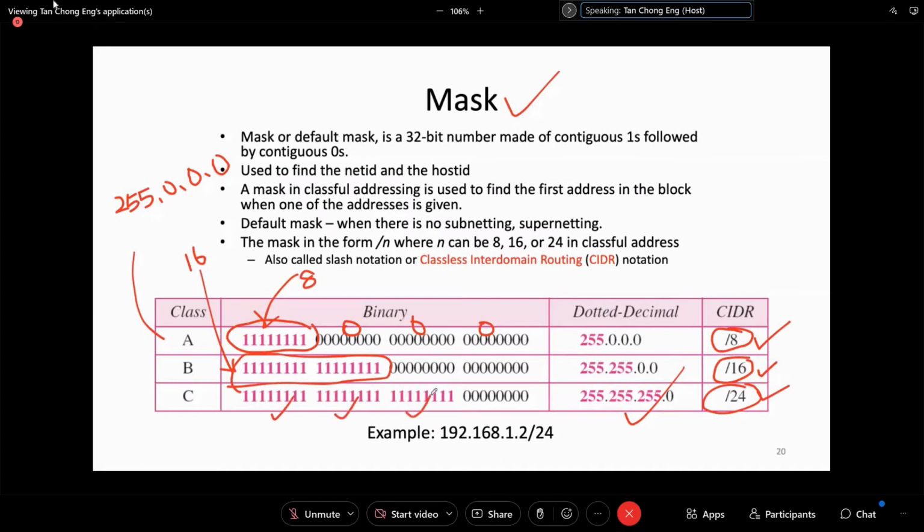So how about 25? How are you going to write 25? You want /25? 25 means this one will have to be changed to 1. You see? This particular one will have to be changed to 1. So that is /25. How about /26? For /26, this one also changed to 1. This is not 0, but this is 1.